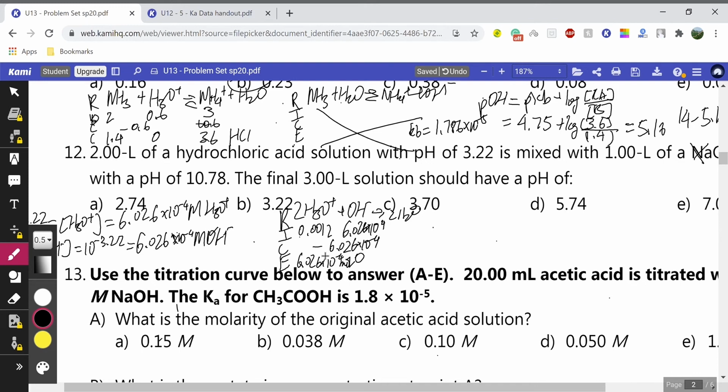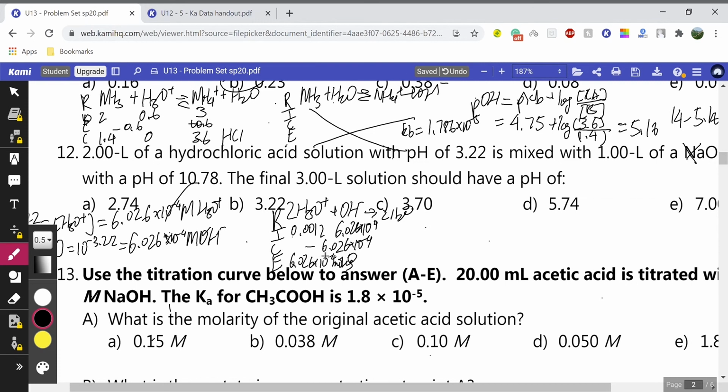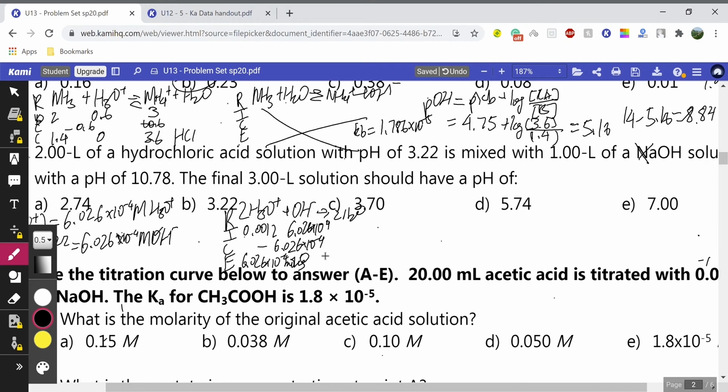And that is moles, because we used molar over here. So now that is 6.026 times 10 to the negative fourth moles divided by our liters, which is a new solution of 3 liters. That number divided by 3, we'll get 2.009 times 10 to the negative fourth power.